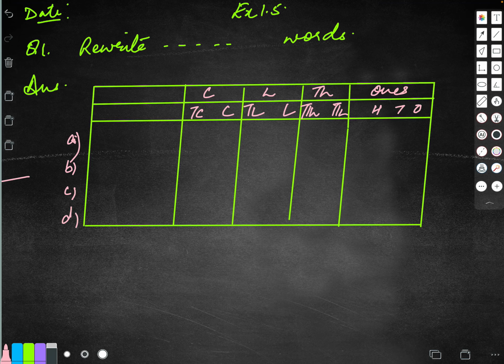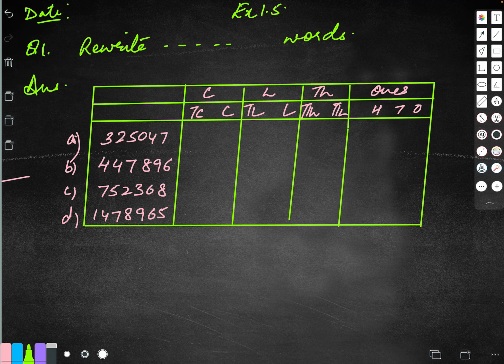My first number is 325047. Then I have 447896. Then I have 752368. And then I have 1478965. For my easy reading, I can put commas. Right? And now I will place the digits.